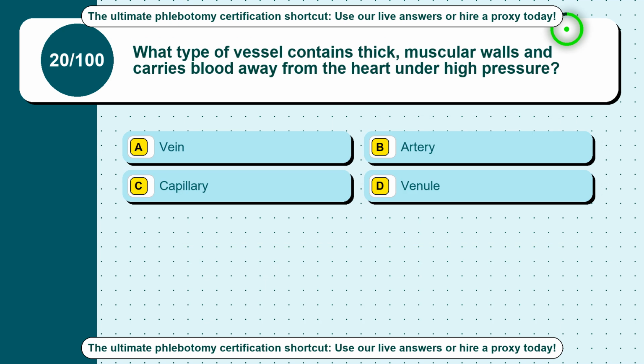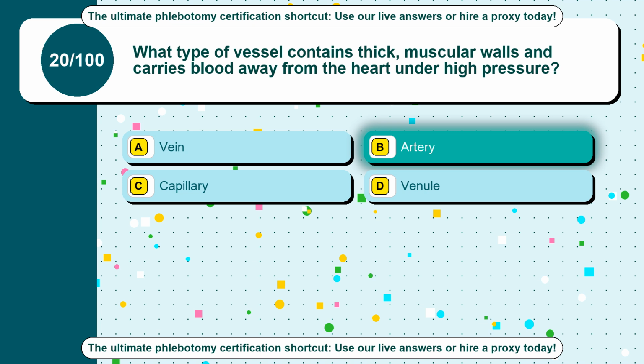Question 20. What type of vessel contains thick, muscular walls and carries blood away from the heart under high pressure? Option A. Vein. Option B. Artery. Option C. Capillary. Option D. Venule. The correct answer is option B.